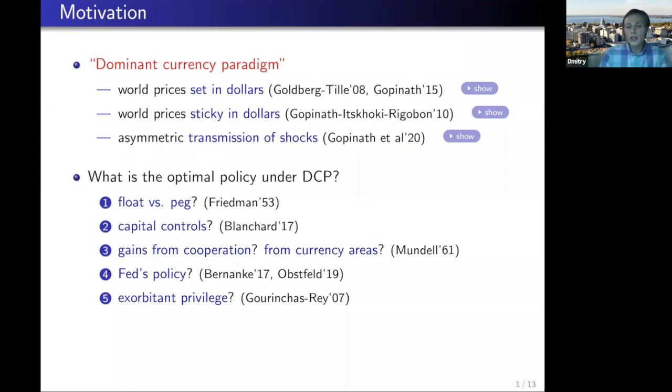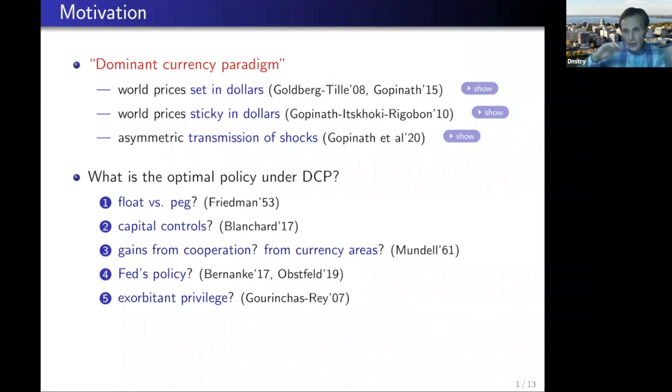Then we also study the question about cooperation. This is the question about whether there are gains from international coordination of monetary policy, both at the global level and also at the local level. So in particular, perhaps the most common form of local cooperation is the currency union, when all countries have the same currency and share the same monetary policy.